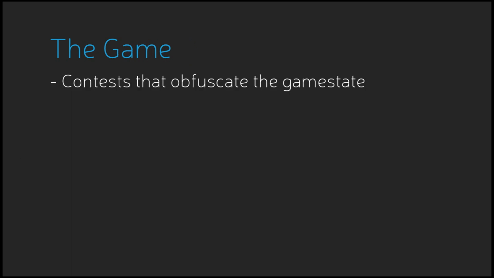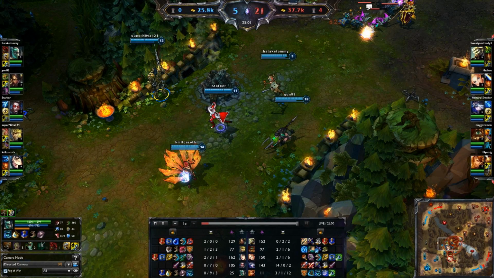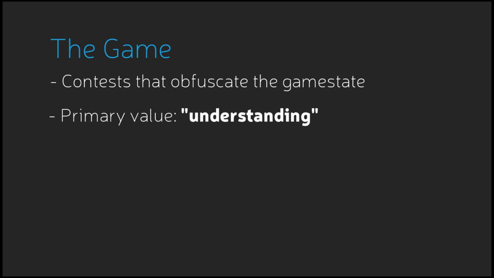Finally, the fourth form is the game. Games are contests that obfuscate the game state. This obfuscation forces players to build and rely on small bits of understanding in order to pursue the goal. This pursuit is expressed through decision making. A good game has many bits of understanding for players to learn, which we typically call depth.